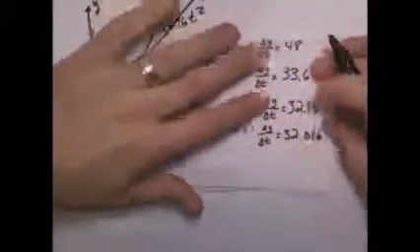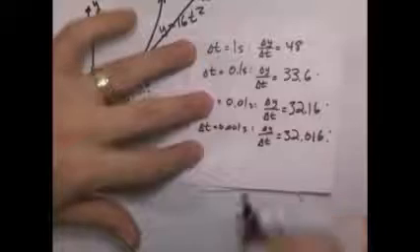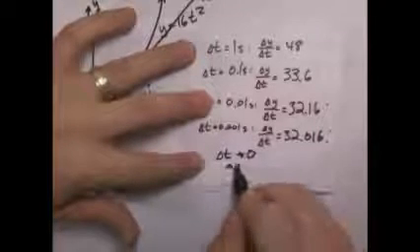Decreasing the time interval from 1 second to 0.1 seconds to 0.01 seconds, here are the values calculated for the speed during the time interval. What is happening to the value? It is approaching a limiting value.